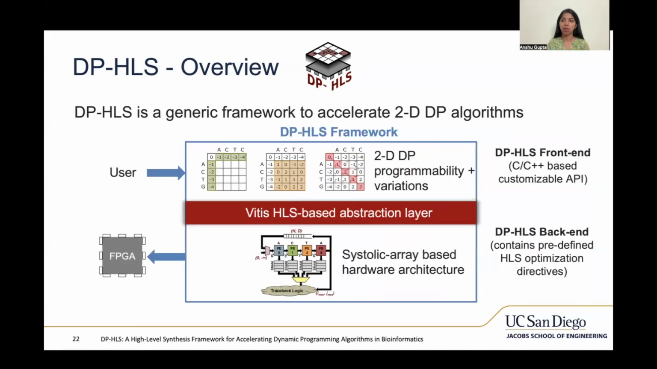This DP-HLS framework is divided into two parts, front end and back end, where the front end consists of highly customizable C++ based APIs, where the user can provide their design constraints in the form of parameters. And then the back end converts all these customizations from the front end to the optimal hardware architecture using predefined HLS directives. Once this hardware architecture is designed by the HLS tool, it is then deployed to the FPGA.